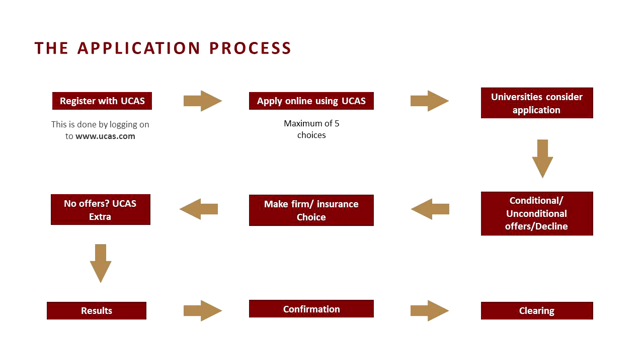So the UCAS journey: you register with them, you make your application, meeting those deadlines that they will set. You've got up to 5 choices that you'll put on your form. If you're applying for Oxford, Cambridge, medicine, veterinary or dentistry, your form is sent by the 15th of October. For everything else, you're aiming to get it sent by the 15th of January.